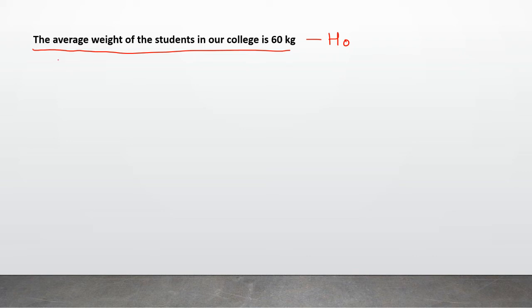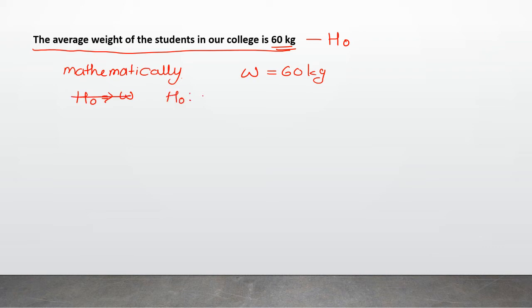Now, if I want to represent this statement mathematically, suppose I write the average weight as W. So H naught: W is equal to 60 kg, the average weight of the students in our college.